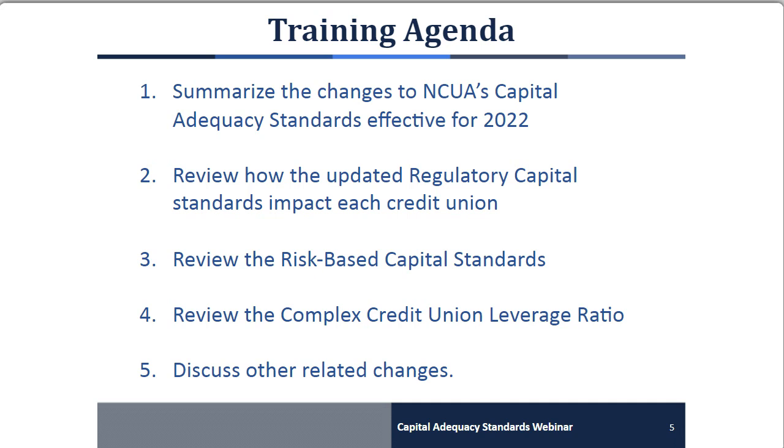The agenda for today is to, 1, summarize the changes to those capital adequacy standards effective for 2022. Number 2, review how the updated regulatory capital standards impact each credit union. Number 3, review the risk-based capital standards. Number 4, review the complex credit union leverage ratio. And 5, discuss the other related changes.